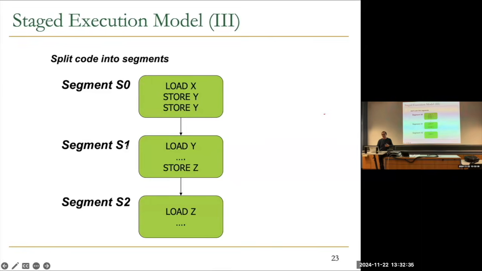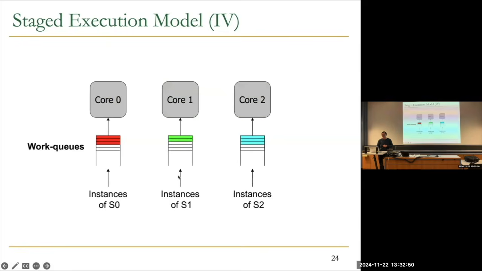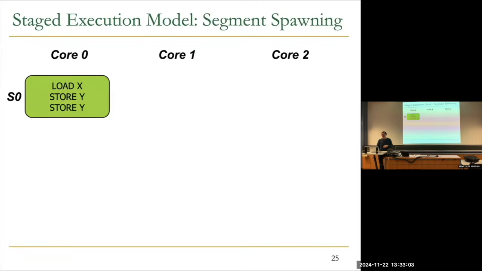Now you have segments S0, S1, S2, and they communicate with each other. Maybe segment 0 works on the same type of data, some similar arrays. And then you communicate something to segment 1 and then something to segment 2. Then you assign instances of segment 0 to a core, segment 1 to another core, and segment 2 to another core. And then you can hopefully exploit inter-segment parallelism. So this is one way of spawning segments.